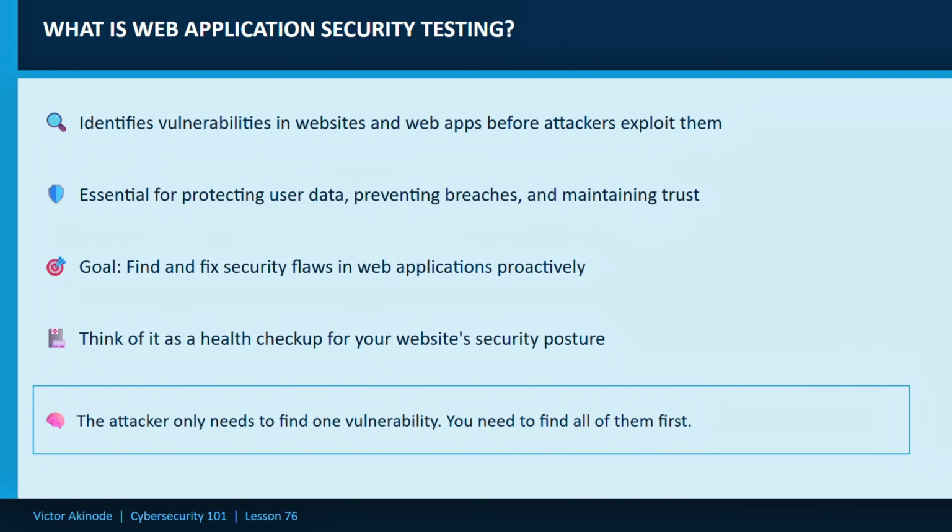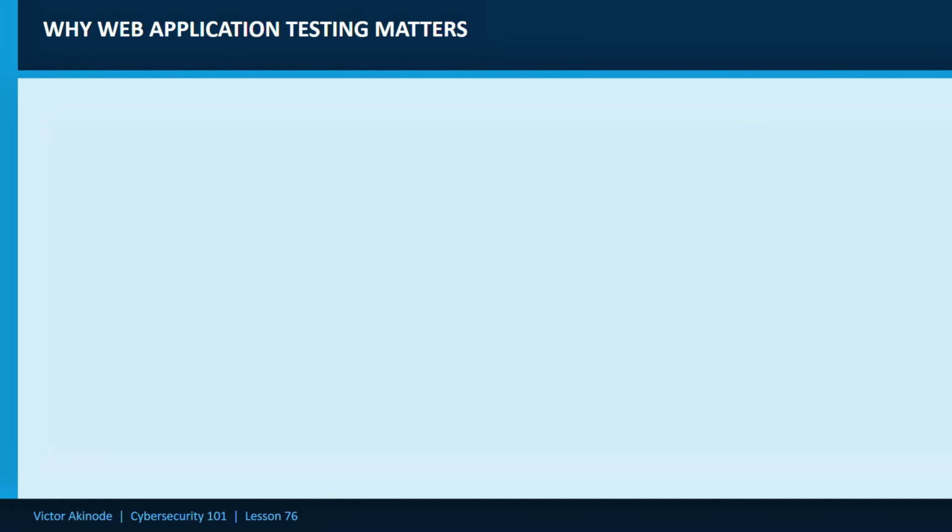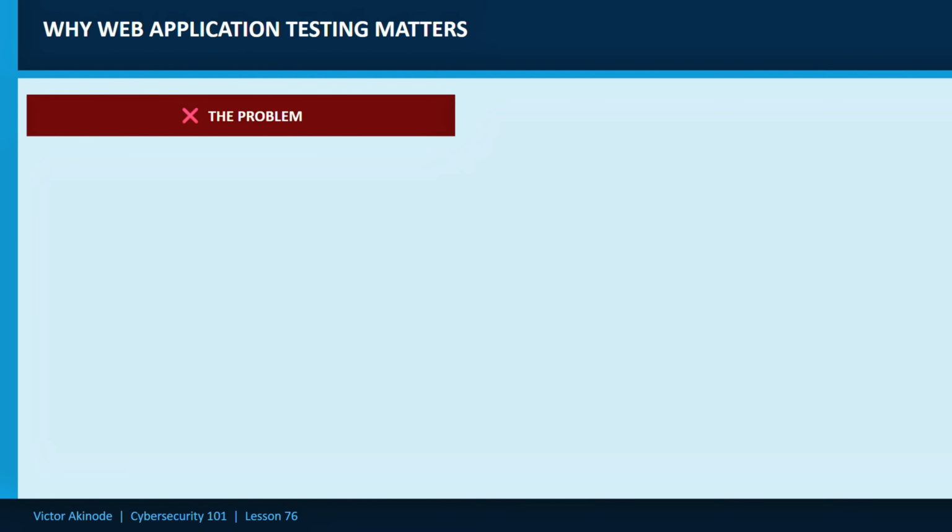And the main essence is that the attacker only needs to find one vulnerability. And before they find that, you need to find the vulnerability first. Why does web application testing matter? Let's consider the problem first.